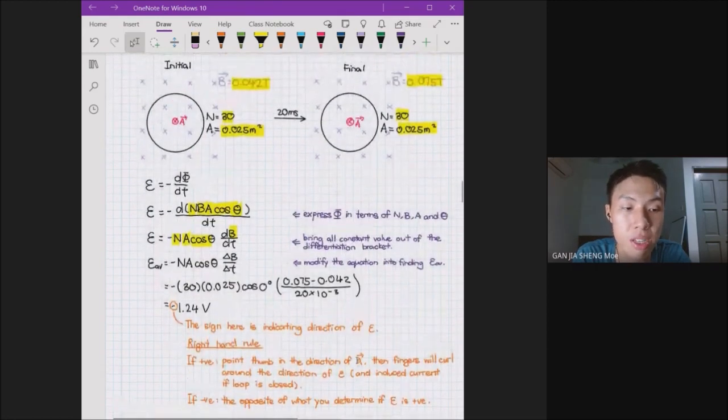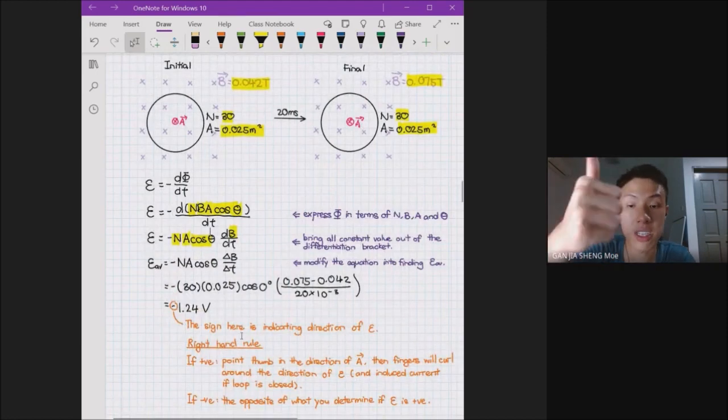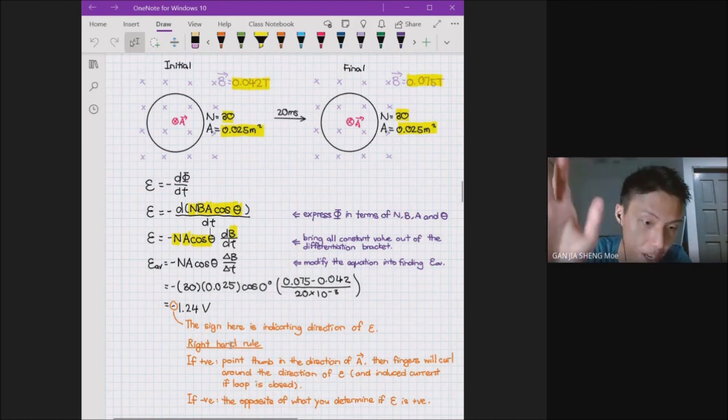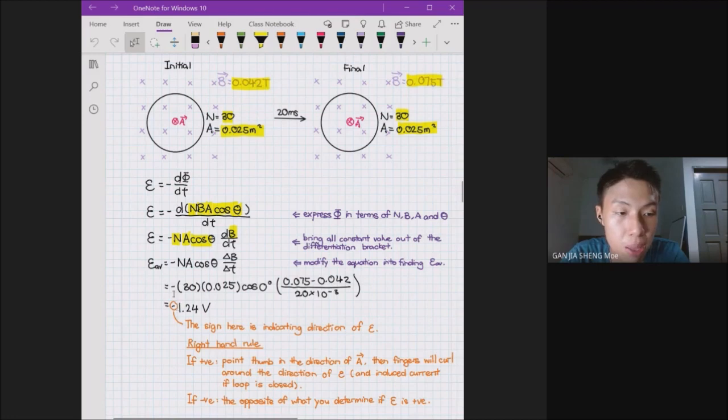So how do we determine the direction of the EMF? It is by using the right hand rule. You learned this point fingers and curl thing, right? That's the right hand rule. Again, it's only right hand. I never use left hand in my class. Okay, so if you get a positive answer, what you need to do is point your thumb in the direction of the area vector, then the fingers will curl around the direction of the EMF.